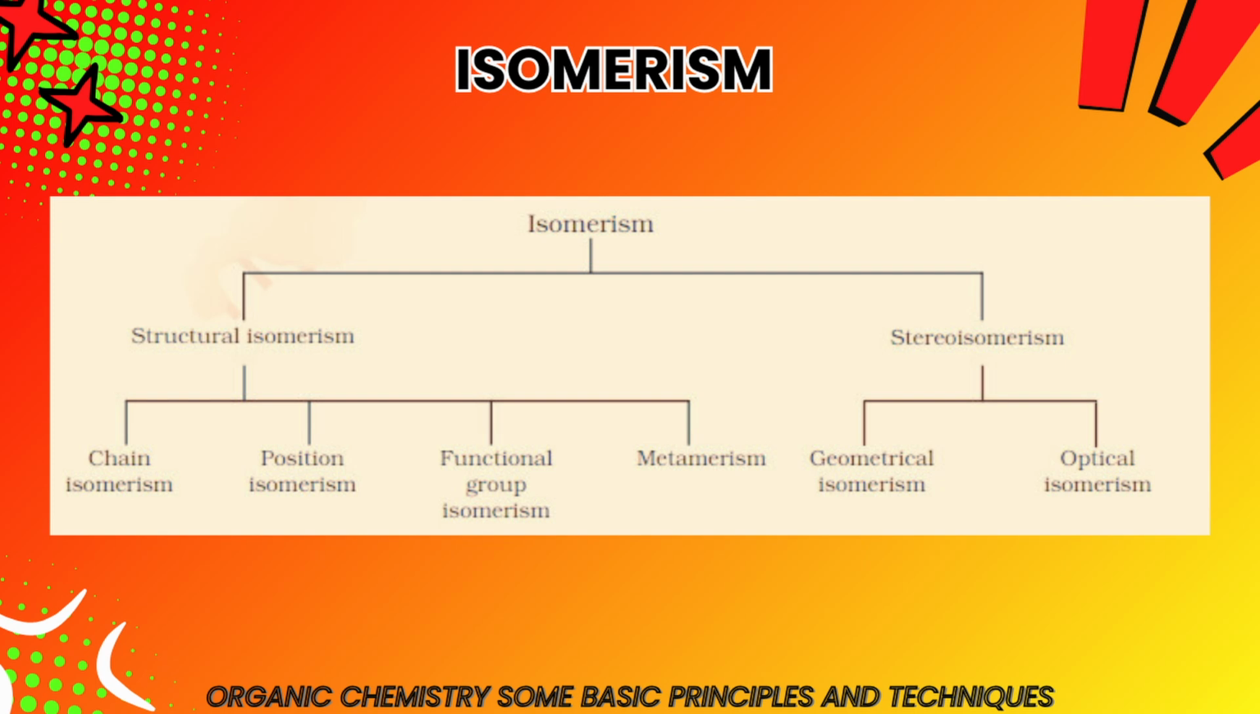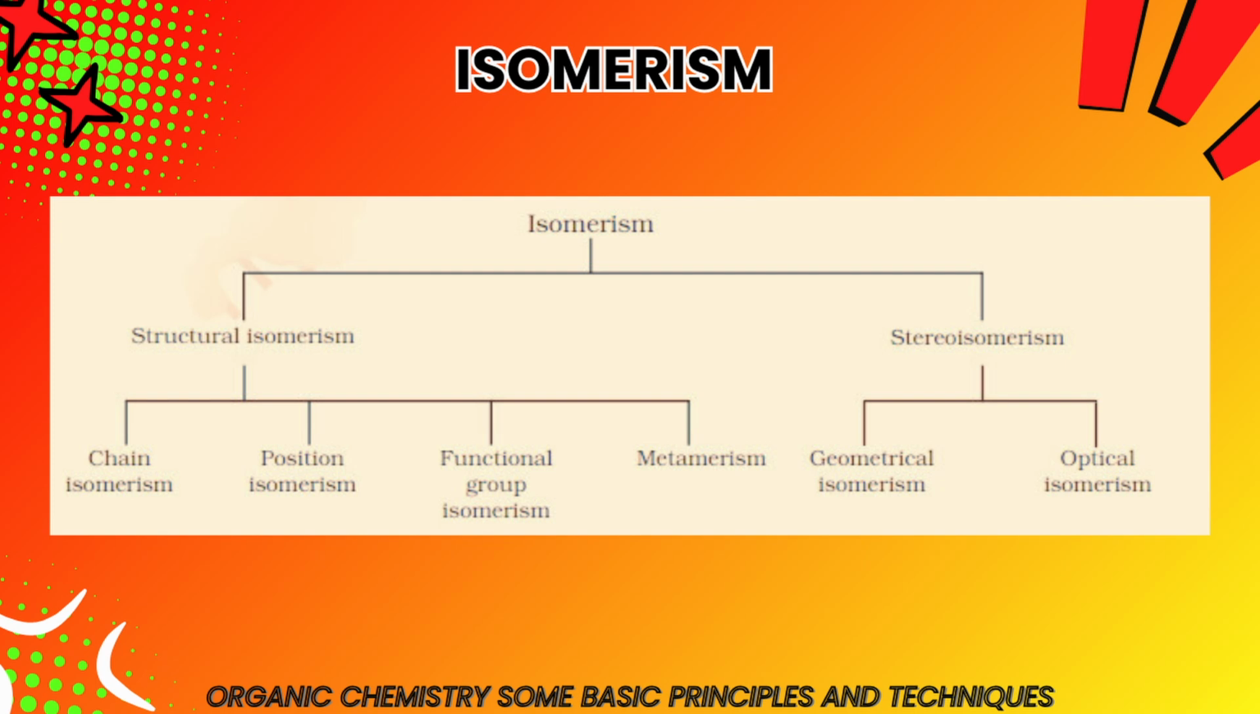In chain isomerism, isomers differ in the arrangement of the carbon chain. For example, butane and isobutane share the same molecular formula C4H10, but one has a straight chain while the other is branched. Position isomerism occurs when compounds differ in the position of a functional group or substituent on the carbon chain. For example, in C3H8O, the hydroxyl group can be at different positions, forming propan-1-ol or propan-2-ol.